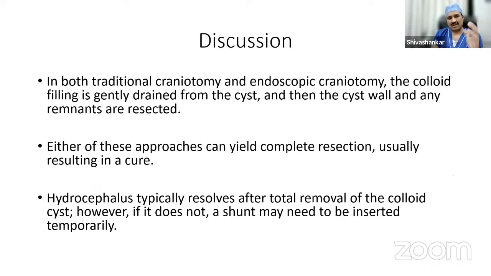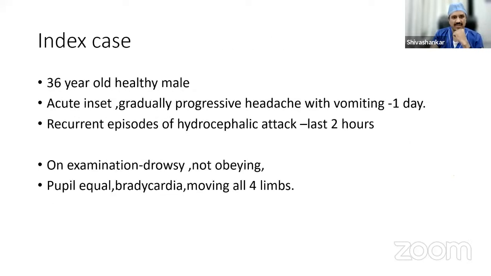So in both traditional craniotomy and endoscopic craniotomy, the evacuation of the content of the cyst is important, and then the wall is resected gradually. So either of these approaches can yield complete resection and give us a cure, and hydrocephalus is usually taken care of once we take out the cyst completely and resect the cyst wall. Shunt is usually not required.